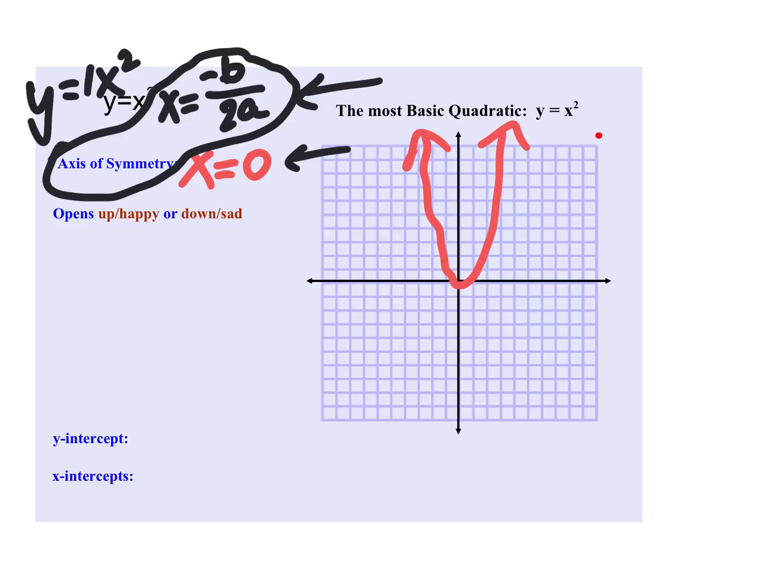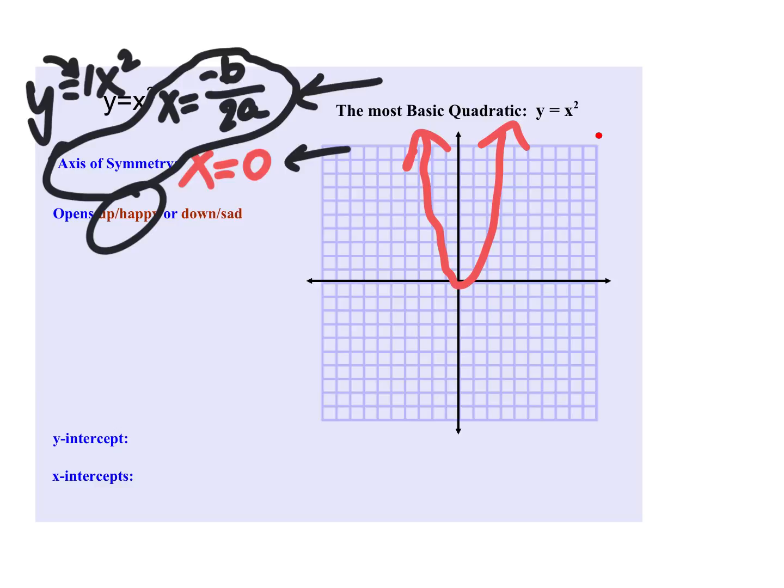All right, is it opening up or down, Kai? Oh, opening up. And it's happy. There's no negative. Know what they mean by that? Like if you put a negative here, it would be upside down, and then it wouldn't be. It would be down facing, and then it'd be sad.